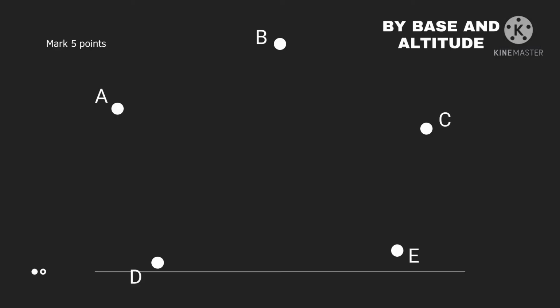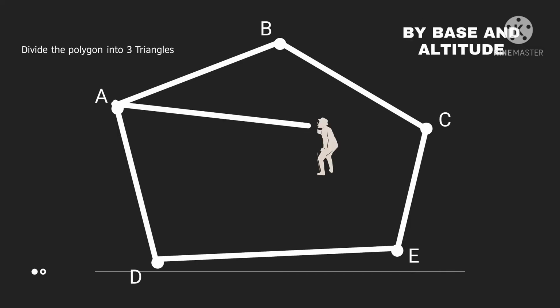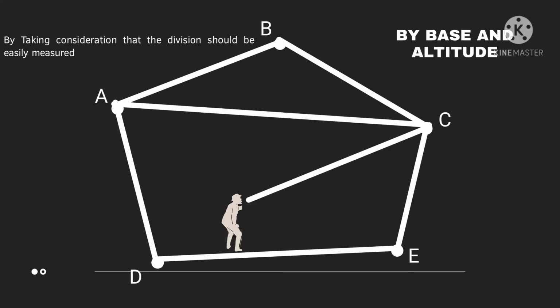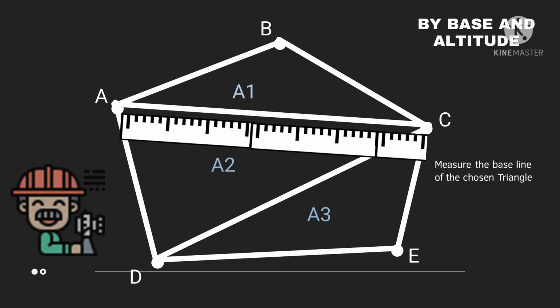The instructor assigns the location of 5 points in the field, and the students will mark these points with marking pins or chalk. Name these points, which will serve as the corners of the polygon, as A, B, C, D, and E. The chief of party divides the polygon into 3 triangles, taking into consideration that the division should be easily measured. Name the triangles as A1, A2, and A3.